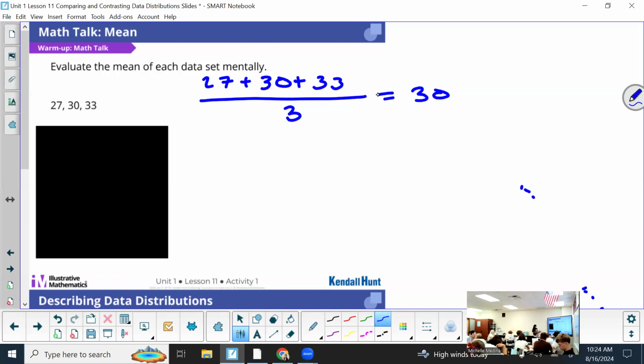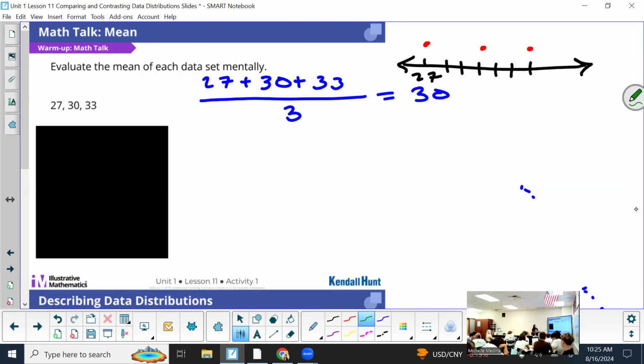If I were to put this on a dot plot, so let's put 27, 28, 29, 30, 31, 32, 33. We have a dot here, a dot there, and a dot there. How would you describe the shape of it? Yes? Okay, uniform.